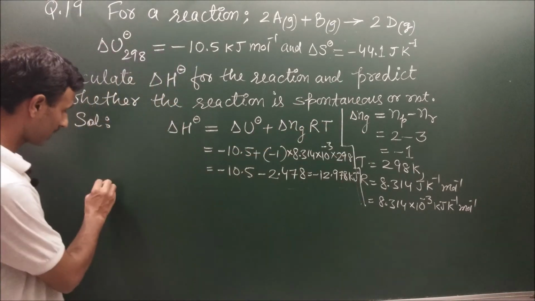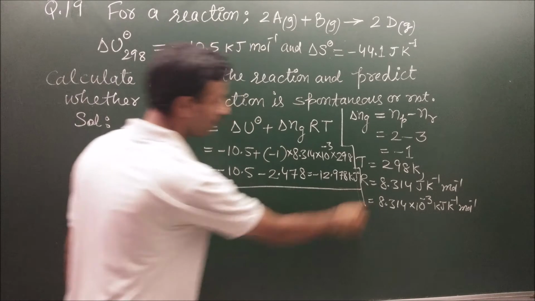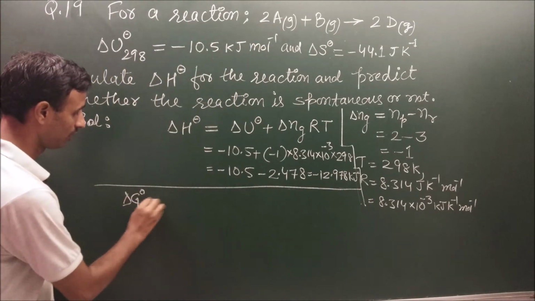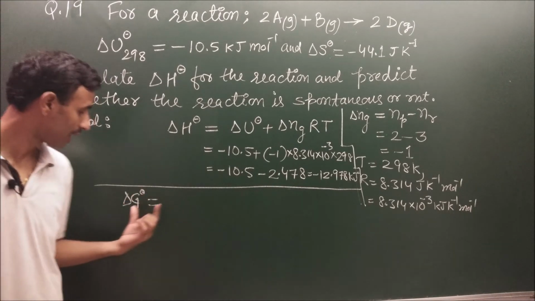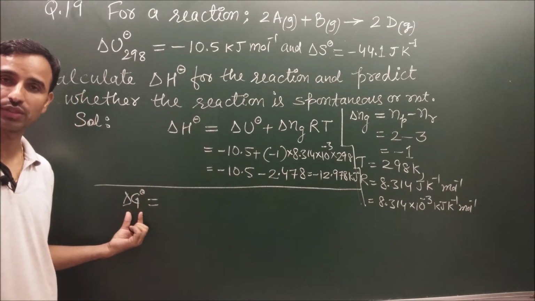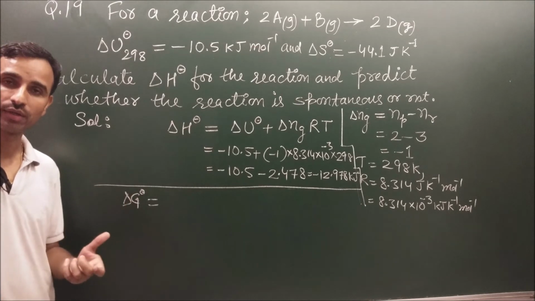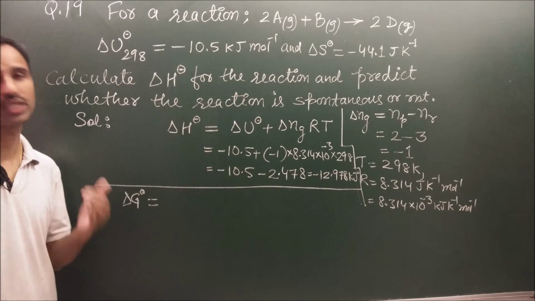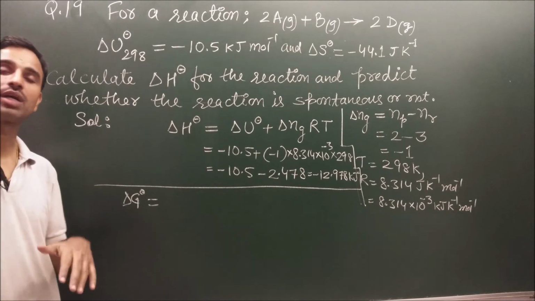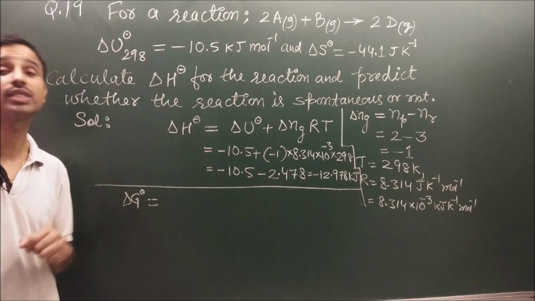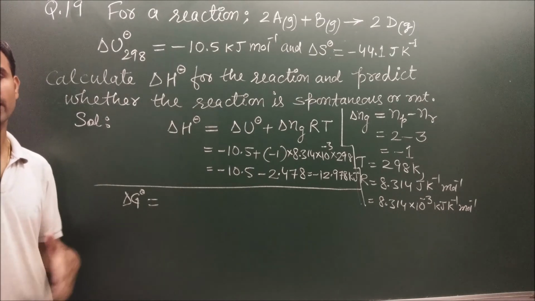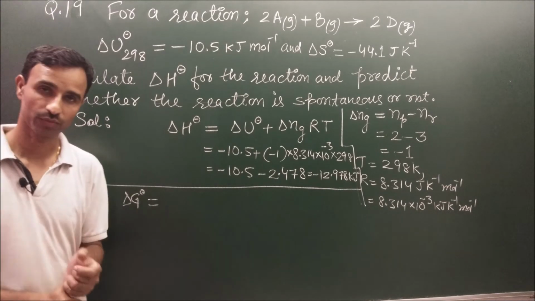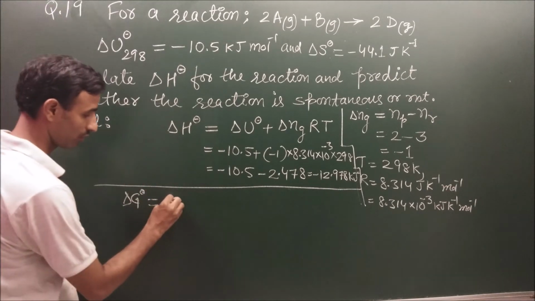To predict the spontaneity of the reaction, we have to calculate delta G naught, the free energy change. If it comes out to be negative, the reaction is spontaneous. If it comes out to be positive, the reaction is non-spontaneous. And if it comes out to be 0, then the reaction is at equilibrium. So just calculate the value.